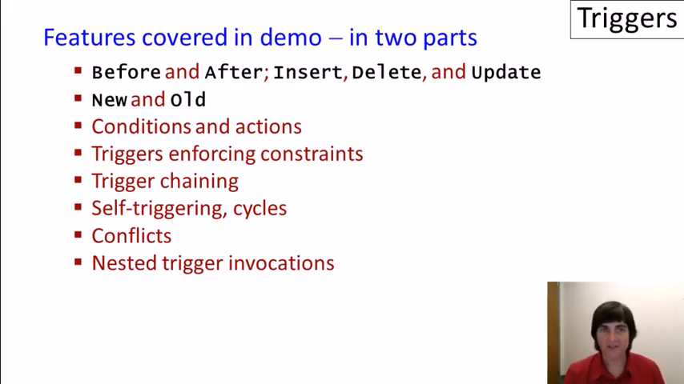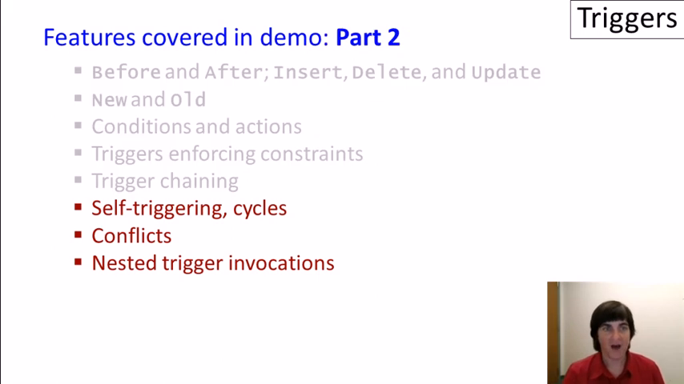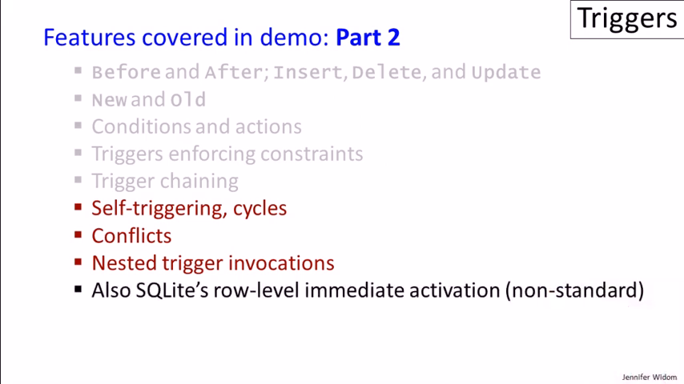Overall, here's the long list of features that are being covered in our two-part demo. We covered the first 5 features in part 1. So in part 2, we'll be talking about self-triggering triggers. We'll be talking about triggers that have cyclic behavior, conflicts, that means when we have multiple triggers triggered at the same time, and finally nested trigger invocations when the action part of a trigger triggers additional triggers. And finally, we'll also add to the demo a demonstration of SQLite's row-level immediate activation. And again, that doesn't follow the standard.